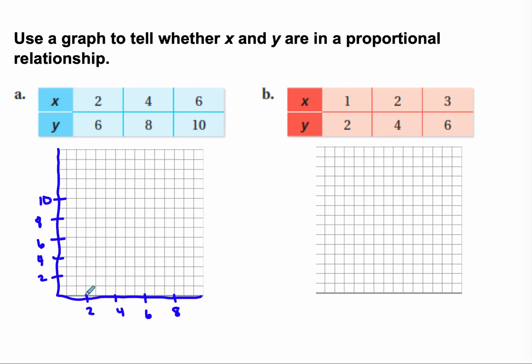All right, now that my graph is set up, I'm going to go ahead and plot my points. So I have 2, 6: over 2, up 6, right here. And then I have 4, 8. So over 4, up to 8. And then I have 6, 10.